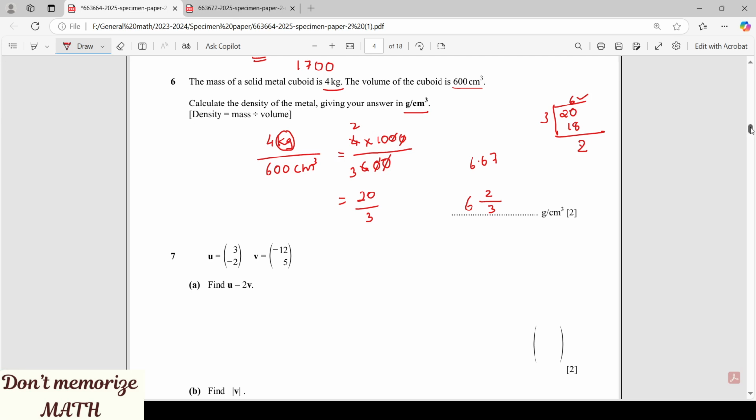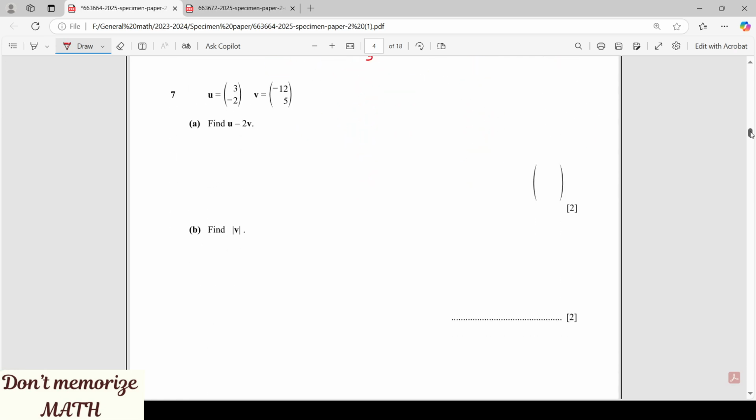Then we'll move to question number 7. Vectors, the simple form of vectors. The first one: find u minus 2v. You can directly find u minus 2v. What is u? u is (3, -2). Then we have minus 2 times v. What is v? v is (-12, 5). So the first component is 3 minus 2 times negative 12, which gives negative 24, and 2 times 5 will become 10.